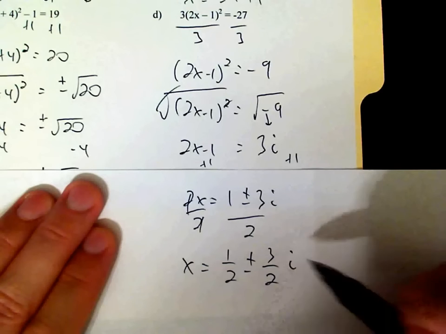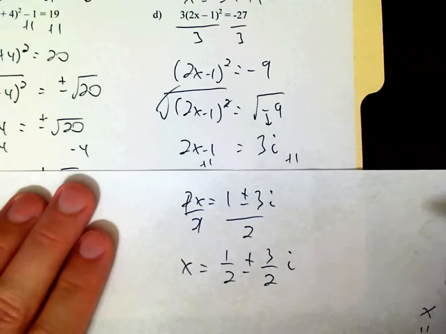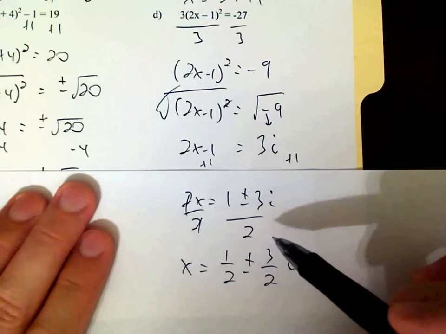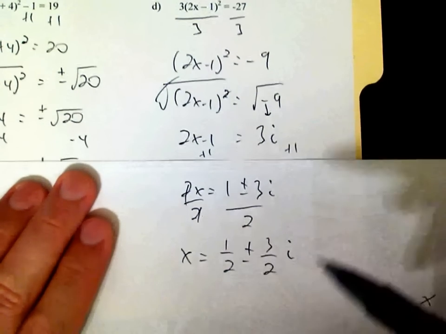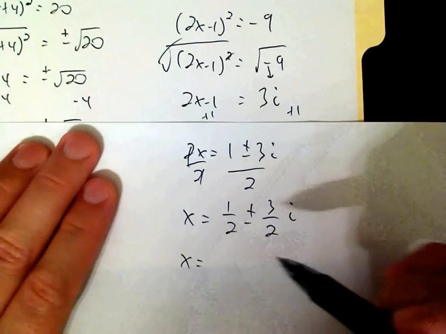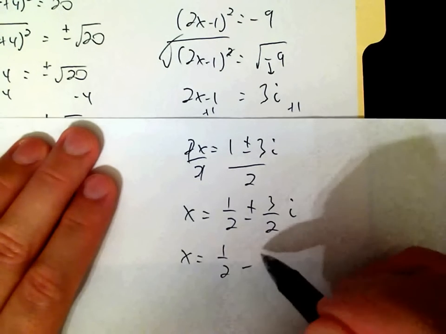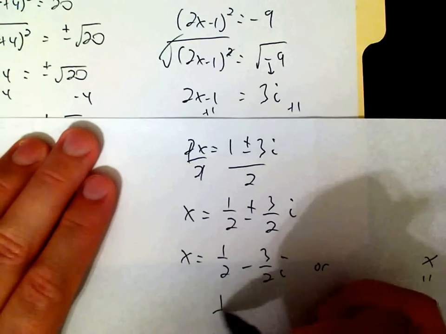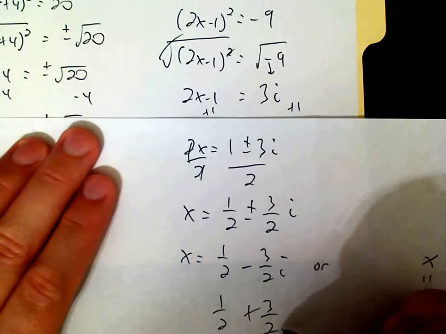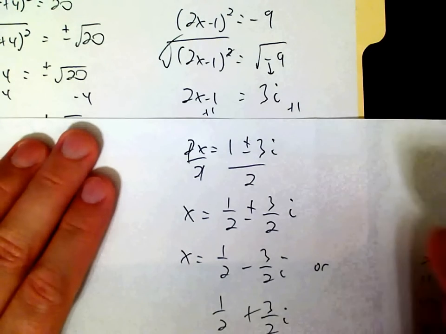That's correct form. I easily could have divided each of these by 2 rather than doing the whole thing at once. Either way, I'm going to get to the same result. What that means is you end up with two different answers. 1/2 minus 3/2 i, or 1/2 plus 3/2 i. And that's your final answer. See that?